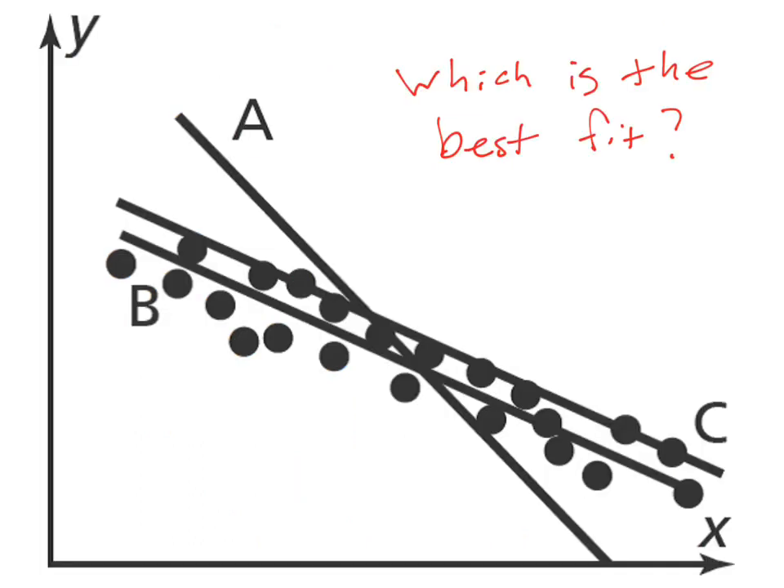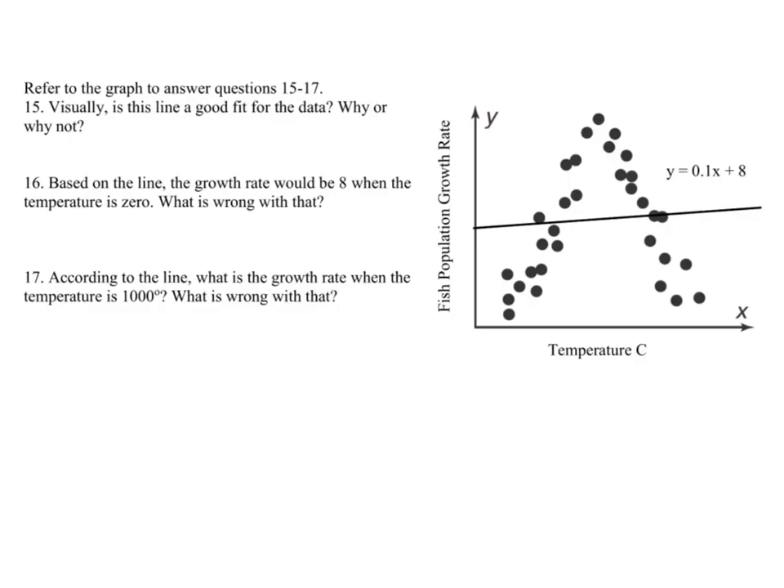Let's have you look at this one and figure out which would be a good line of best fit for this scatter plot: A, B, or C. If you pick B, good job. Yeah, this one goes in the middle. It follows the same pattern as the data. A doesn't even have the same sort of slope. C has the same slope, but it's above the points. If you're going to have a line of best fit, it's got to be going through the middle of your scatter plot, about the same amount above and below.